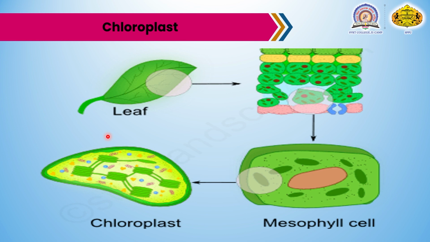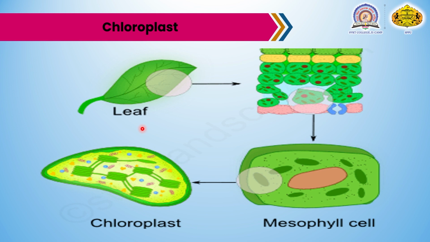By the process of photosynthesis, the chloroplast synthesizes carbohydrate, which contains energy in the form of chemical energy. This chemical energy can be utilized by all living beings to perform the various life activities.